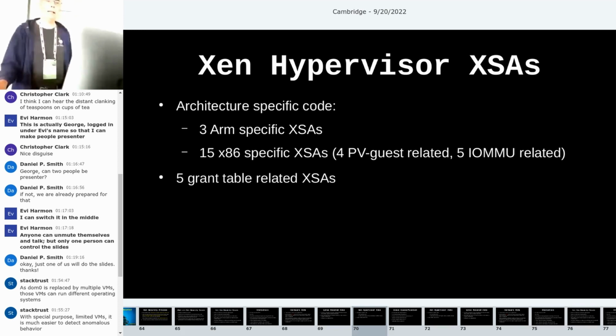So of the 15 x86 XSAs, 4 were PV guest related, and 5 were IOMMU related. And 5 were related to grant table code, where you see, for example, there was, I think, 1 XSA discovered in the grant table code, and while working on that, some further ones popped up.